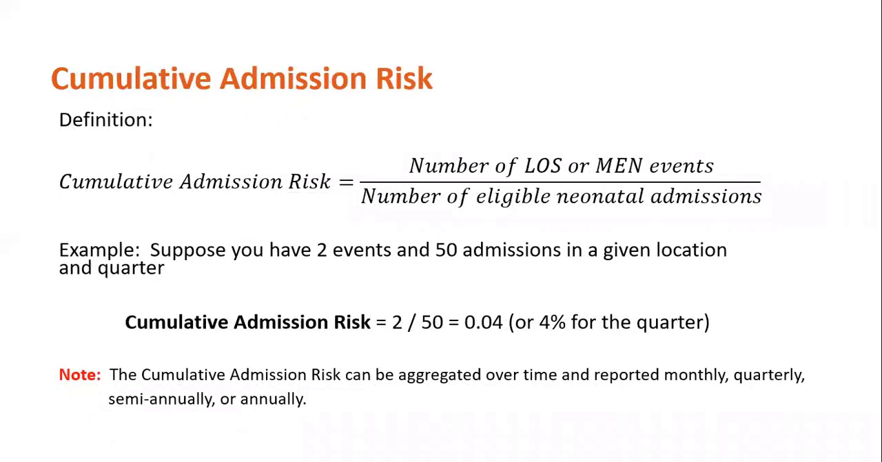The second metric is a cumulative admission risk. The cumulative admission risk is the number of late onset sepsis or MEN events divided by the number of eligible neonatal admissions. As an example, if you have 2 late onset sepsis or MEN events and a total of 50 admissions in a given location, your cumulative admission risk would be 4%. The cumulative admission risk can be aggregated over time and reported monthly, quarterly, semi-annually, or annually.